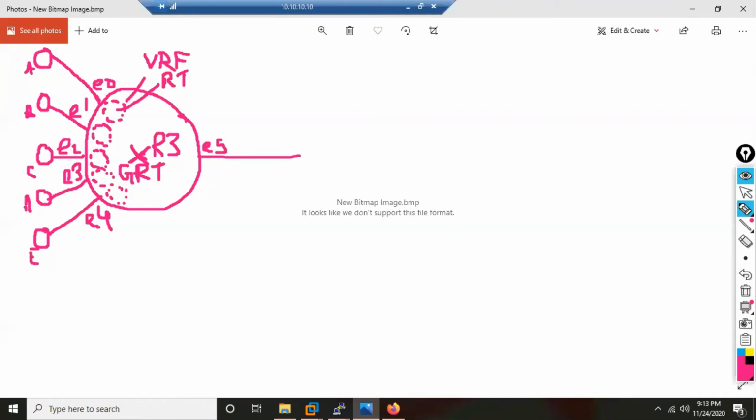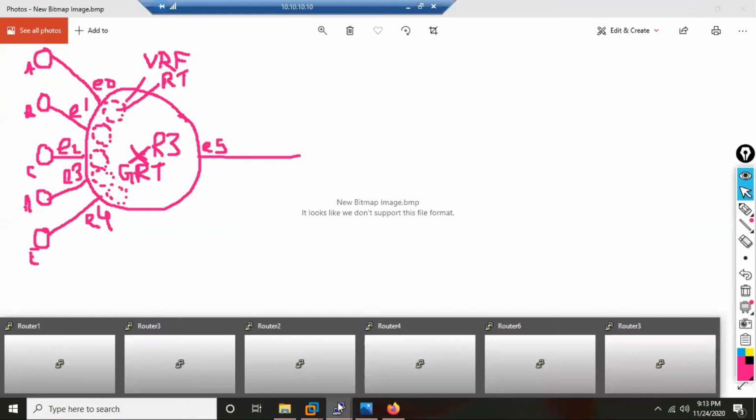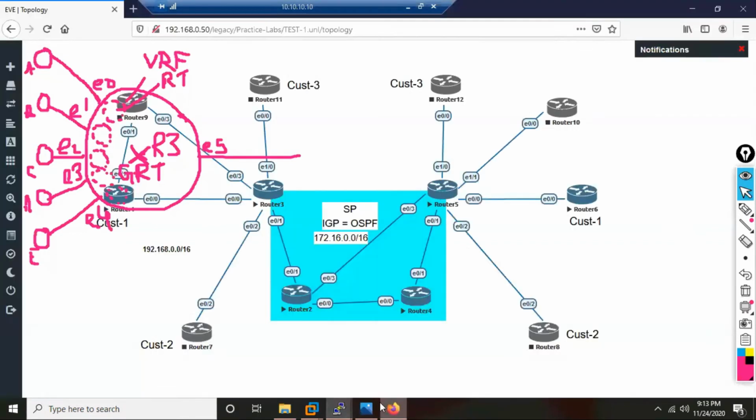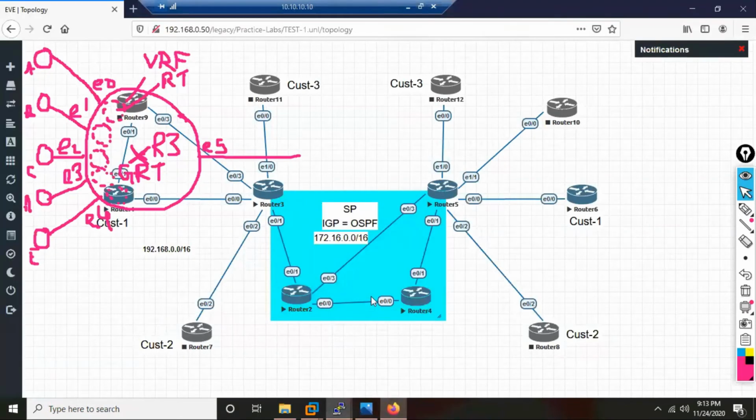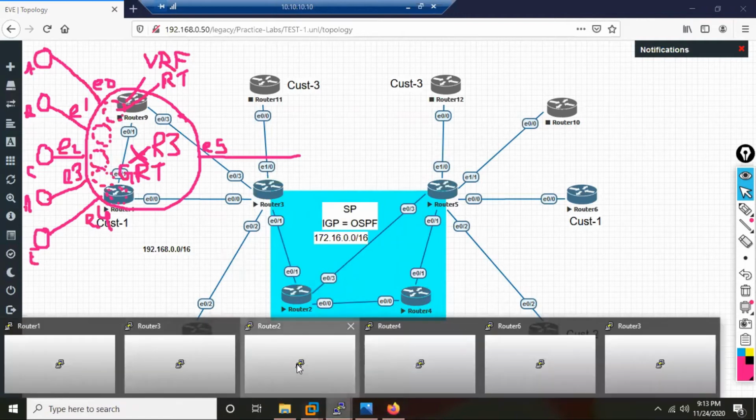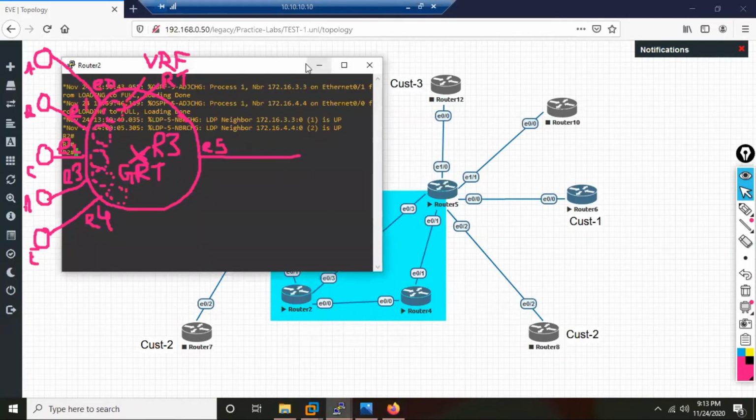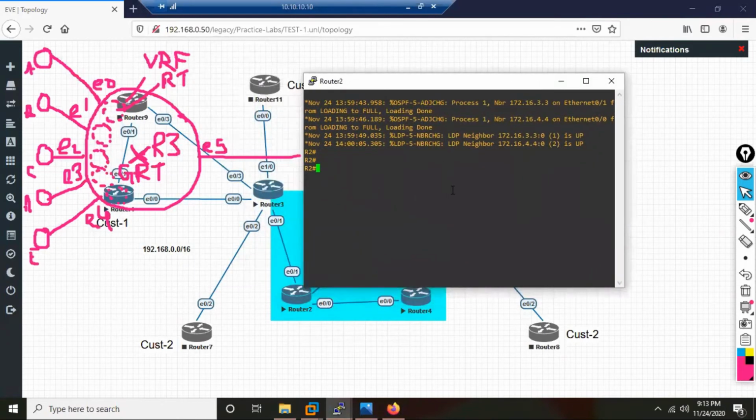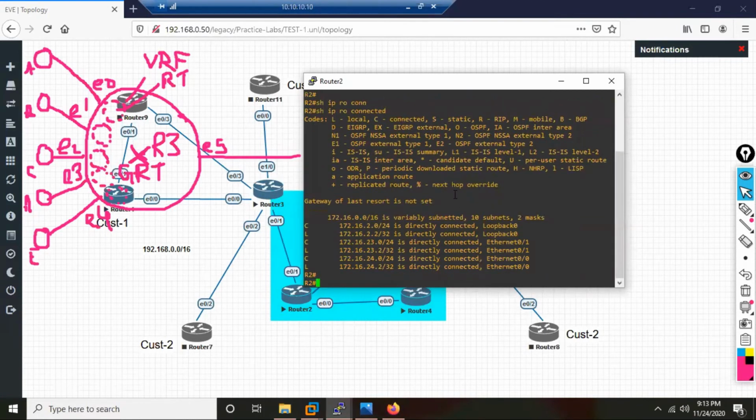Like an example over here now. Let us take our diagram. Let us go to, let's say, R2. If you see, R2 has three interfaces connected, and three IP addresses. So if I go to R2 now, and I do show IP route, and I say show me connected, you will see all the physical interfaces of my router.